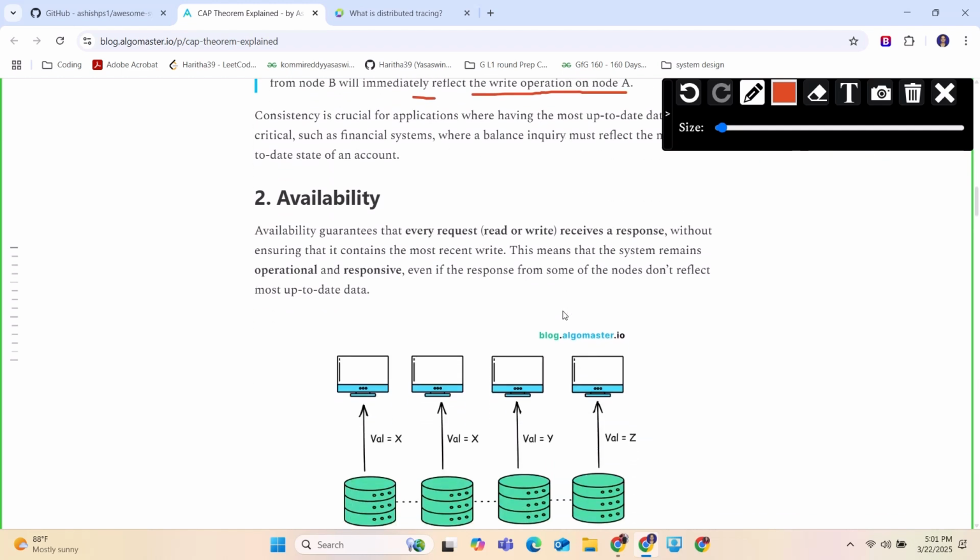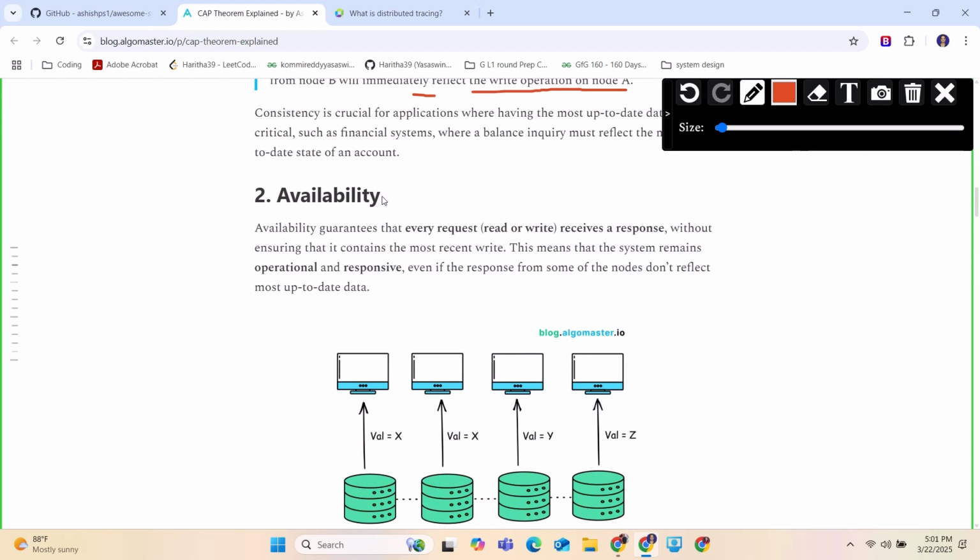Most up to date. And next, availability. What we know about availability is that it should be up and running every time. It guarantees every request, read or write, receives a response without ensuring that it contains the most recent write. That we already understand. It will receive a response for sure. This means that the system remains operational and responsive, even if the responses from some of the nodes don't reflect the most up to date data.